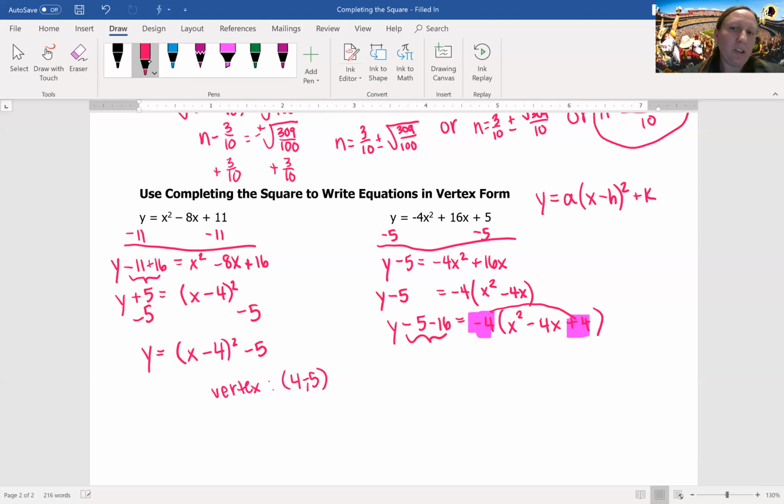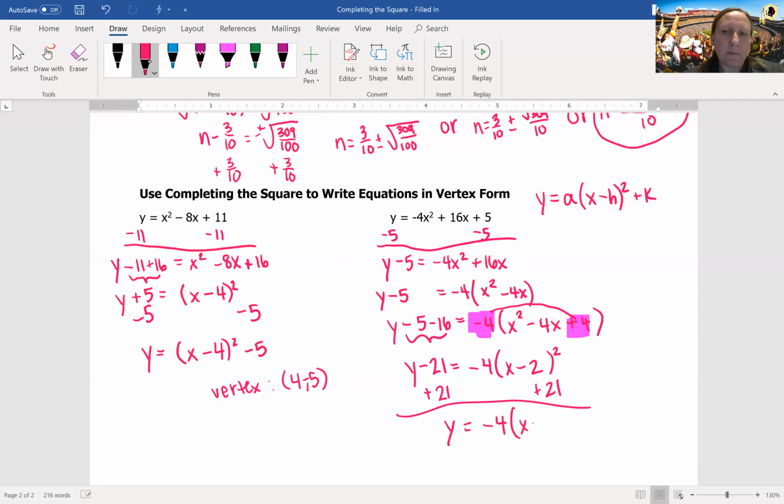So combine our like terms. Over here we get y minus 21. Over here it's going to be -4. And now I can do my square of a binomial, which would be x minus 2 squared. And now my last step is to add that 21 back over to get y by itself. And y equals -4 times x minus 2 squared plus 21.